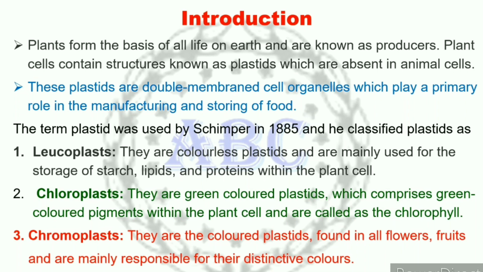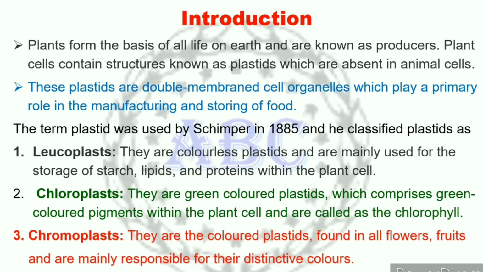Leucoplasts are colorless plastids and are mainly used for the storage of starch, lipids and proteins within the plant cell. Chloroplasts are green colored plastids which contain the green colored pigment within the plant cell, called chlorophyll. Chromoplasts are colored plastids other than green, found in flowers and fruits, and are mainly responsible for their distinctive colors. These three plastids are interconvertible with each other.